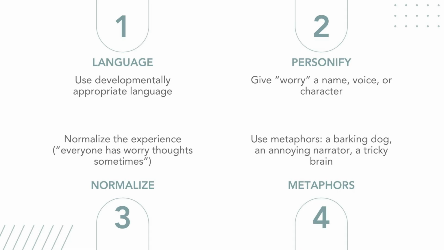And then, of course, we want to normalize it. And this is true of anything we're doing in counseling. We want to make sure that our students understand that they're not alone in this. Everyone feels worried sometimes, and that's okay. It's okay that you're feeling that way, but here's a strategy that you can use that will help. And then lastly, we can use metaphors to help them understand what worry is. It could be something like an annoying mosquito that just keeps buzzing in your ear, or a barking dog that's trying to warn you of danger, or just some sort of annoying narrator or character that's trying to tell you what to do in your life. We're just creating a simple shared language that we can refer back to every time we meet with our student.